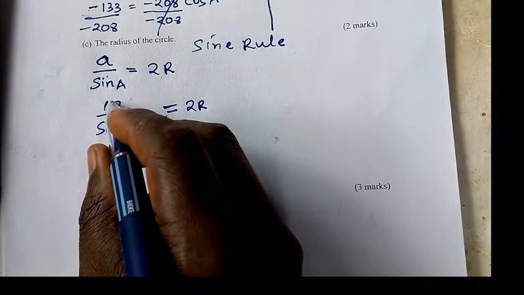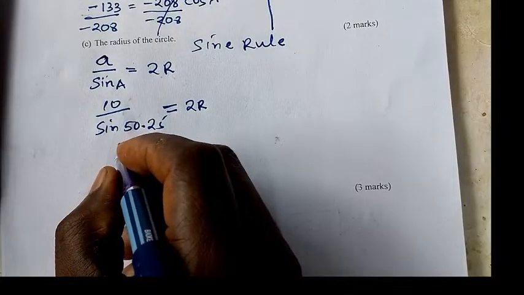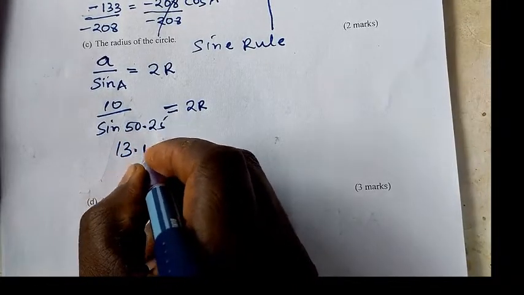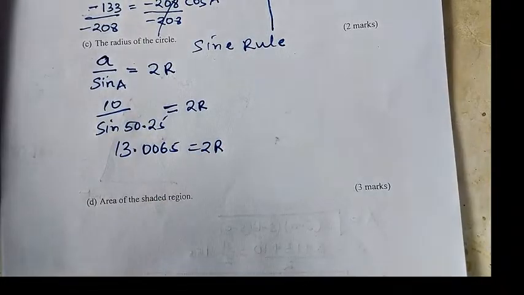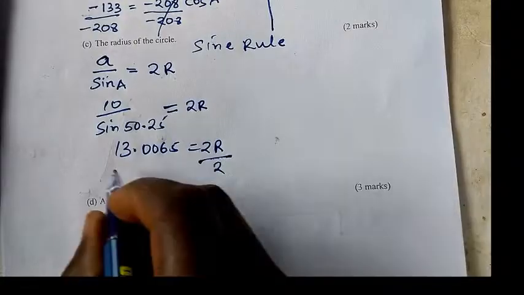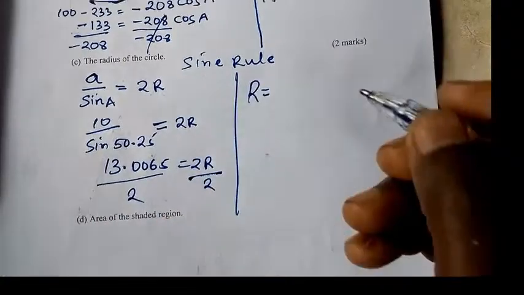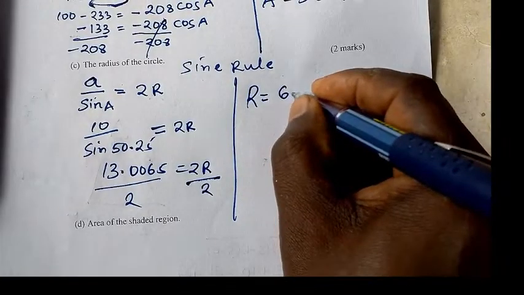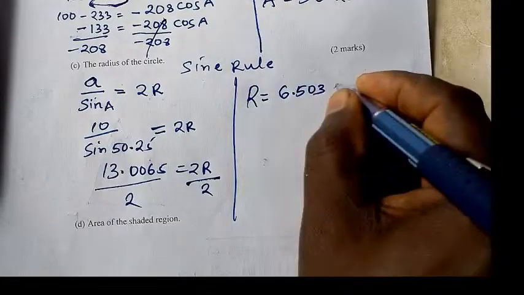You just use your calculator. 10 divided by sin 50.25, the answer is going to be 13.0065, which is equal to 2r. We want the radius, not the 2 radius. Divide by 2, divide by 2. So the radius of the circle is going to be 6.503 centimeters. That is the radius.